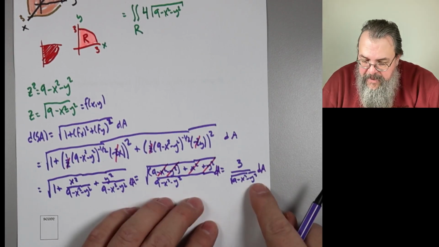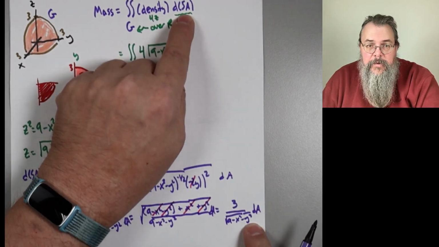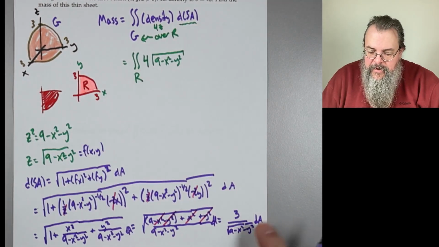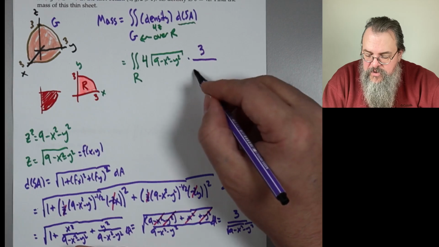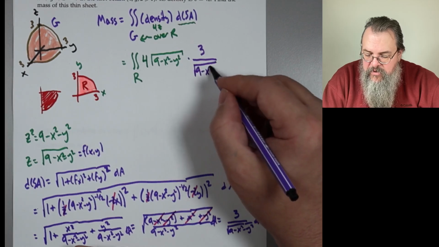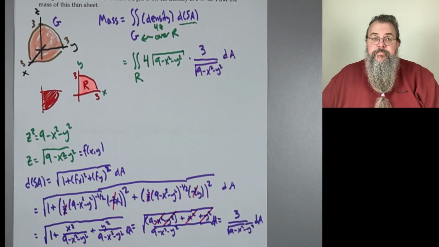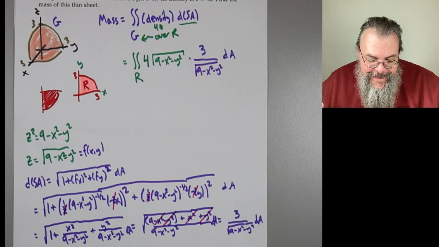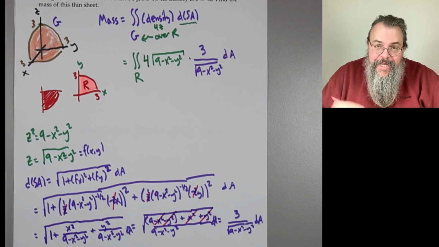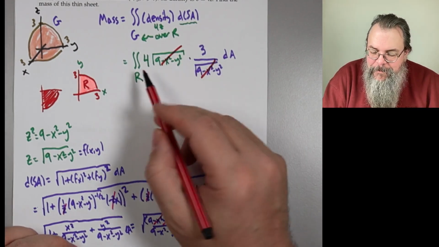Okay, so that is that. Yeah, there we go. They're both together. So times by 3 over square root 9 minus x squared minus y squared dA. All right. Now, we finally feel the love. What's happening? The really terrible parts are canceling. So we end up with 4 times 3, which is 12.